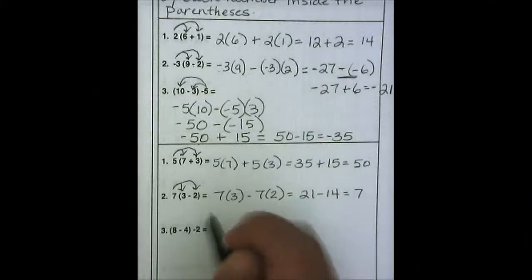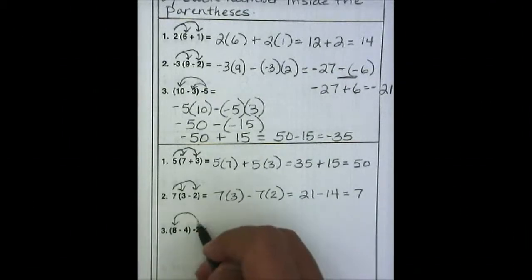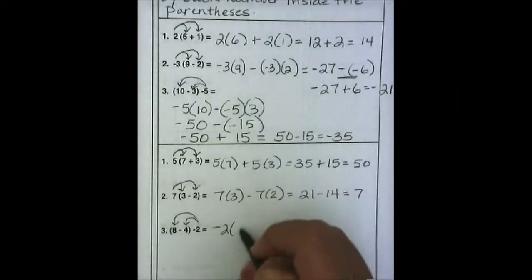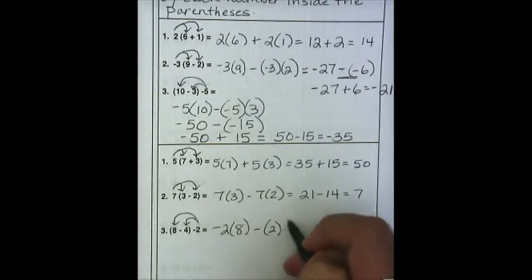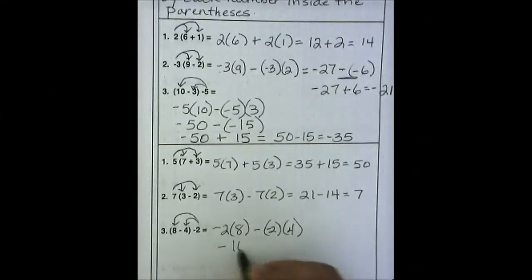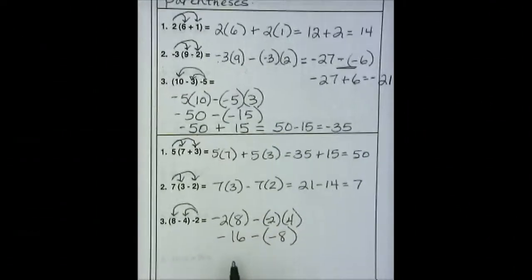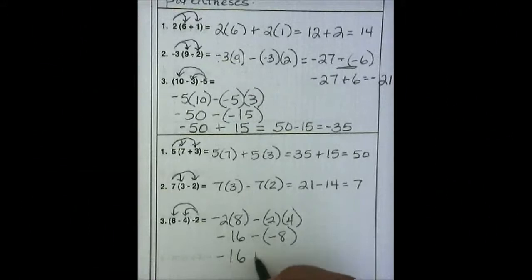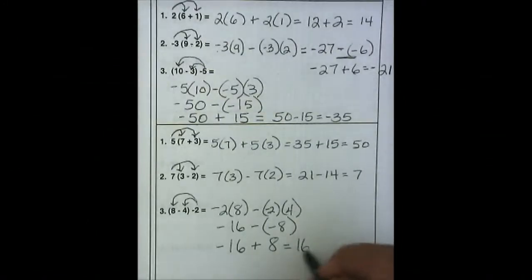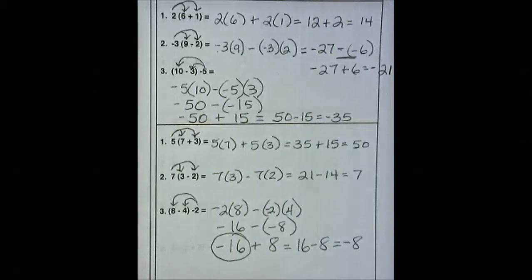And on number 3, once again, we're on the right side, but we're still going to read left to right, so negative 2 times 8 minus negative 2 times 4. Negative 2 times 8 is negative 16 minus negative 2 times 4 is negative 8. We'll use our same opposite rule, negative 16 plus positive 8. Now our addition rules, remember, say that these are not the same, so we can't add them, we have to subtract them. 16 minus 8 equals 8, and we're going to make it negative because we had more negative numbers.